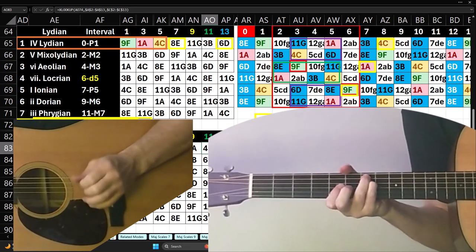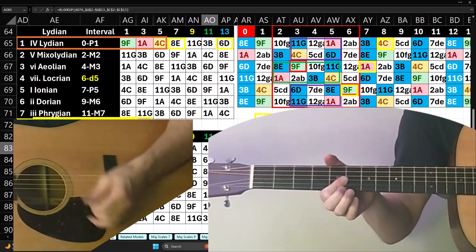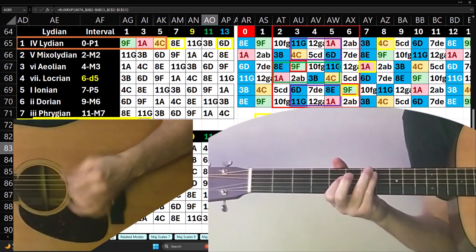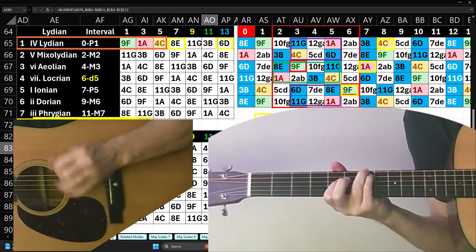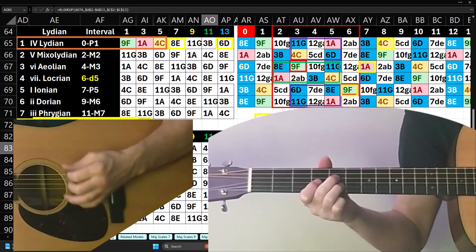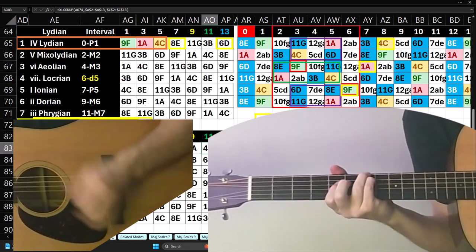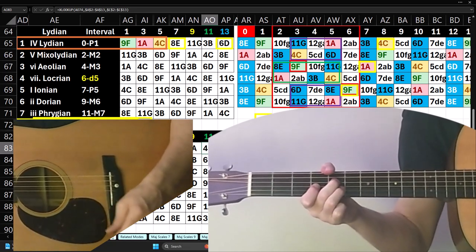Like A minor, and then I have an A minor here, but then when I go up to my E minor, I can't really do this, then I have to go to this. I should do that. It's a little harder to do though.